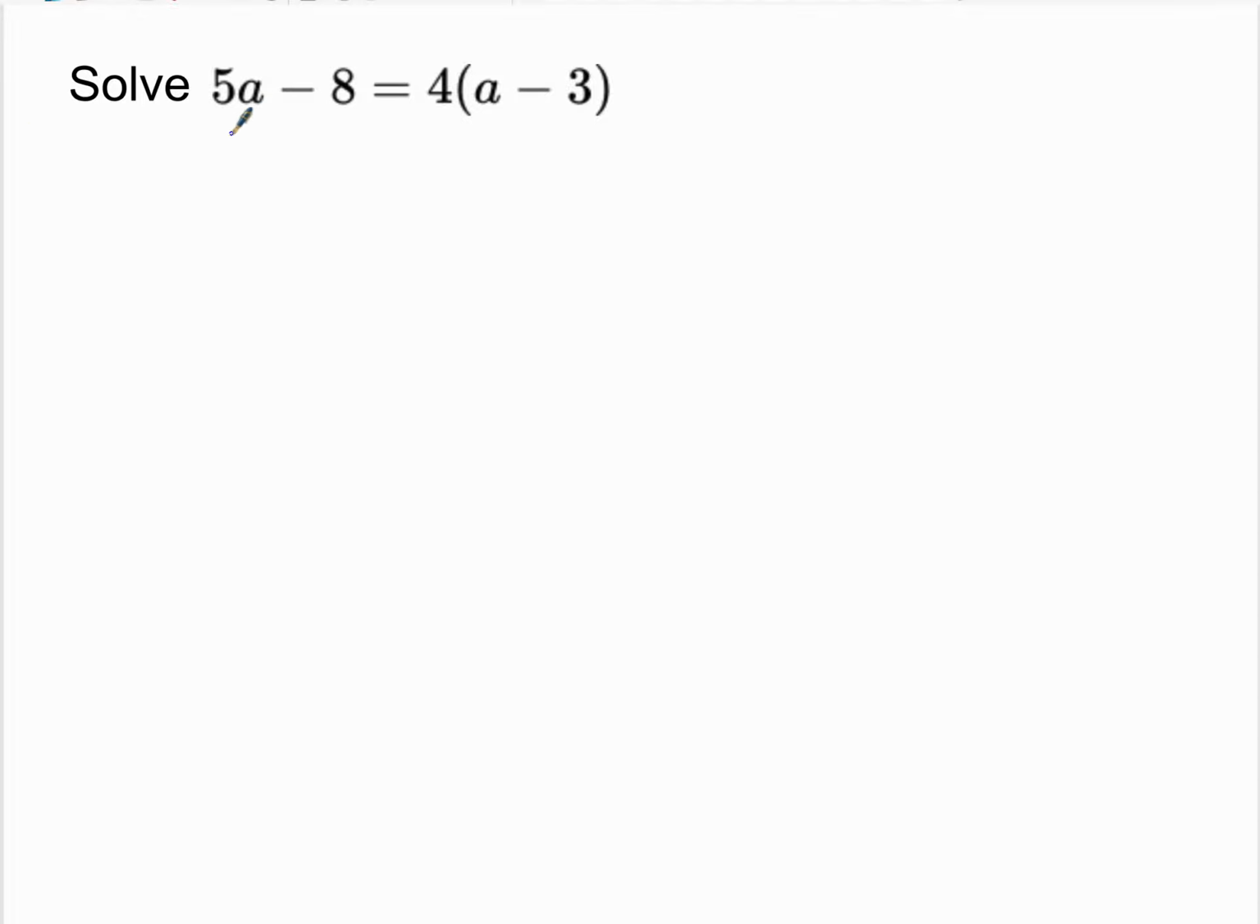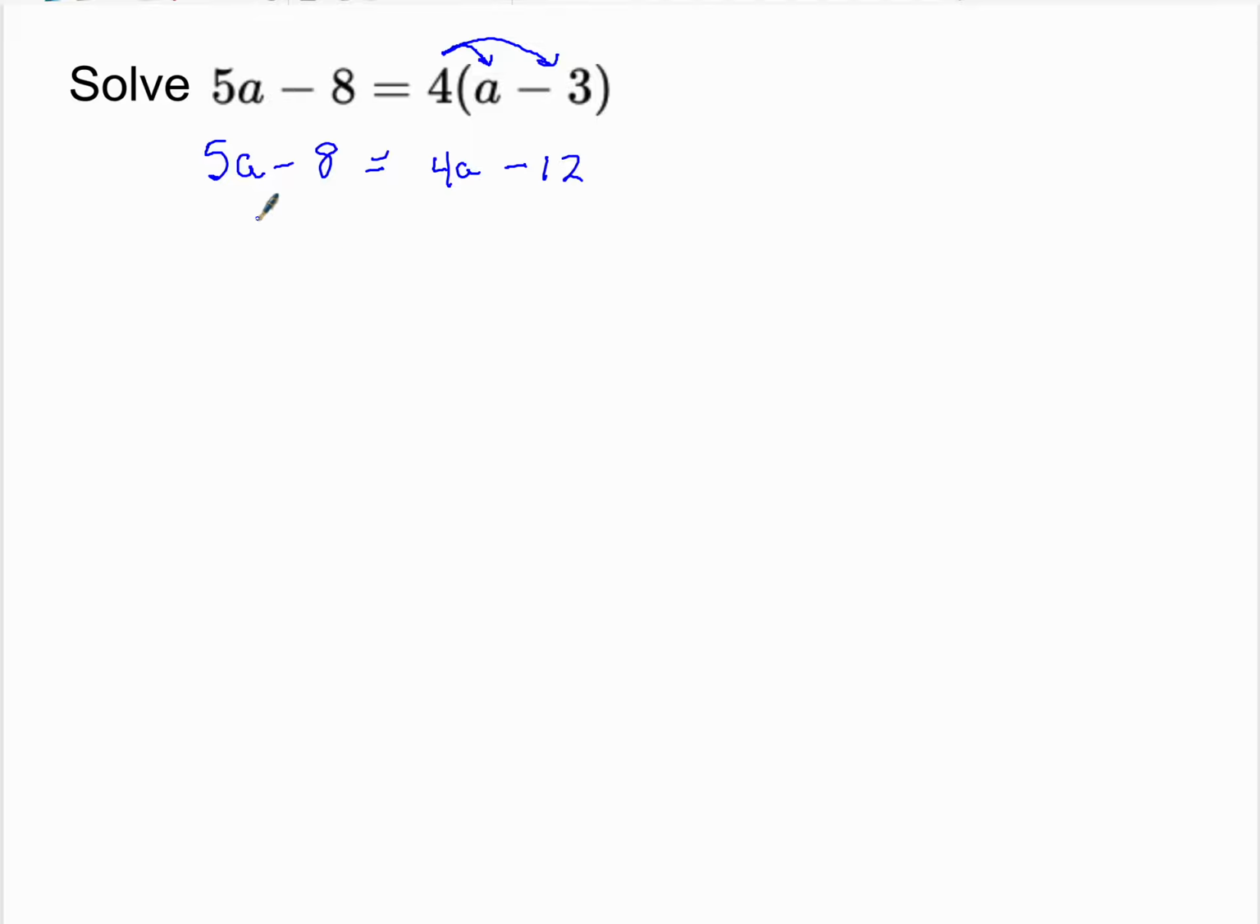Okay, so 5a minus 8. Don't forget to distribute first. We've got to do the parentheses before we do anything else. We can't add or subtract anything from either side of the equation until we've done the parentheses. So 4 times a is 4a, and then 4 times minus 3 is minus 12.